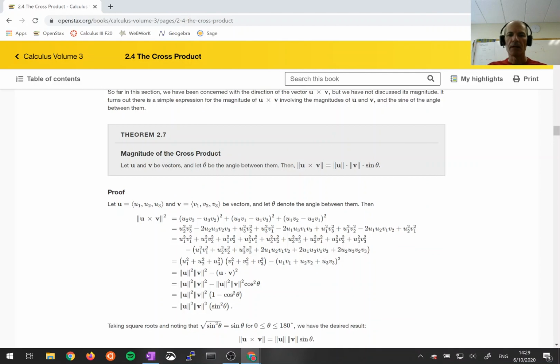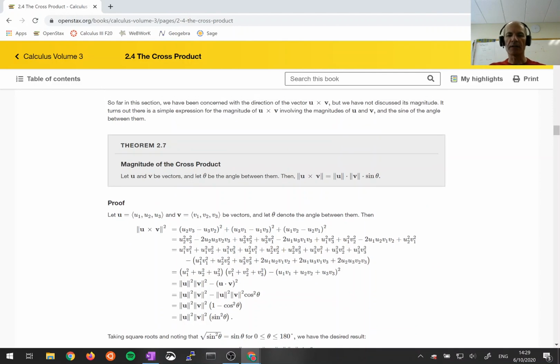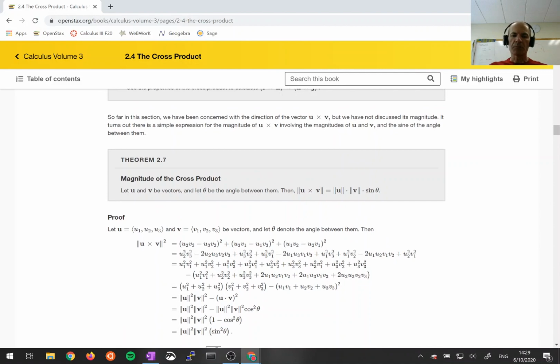Alrighty. The magnitude of the cross product. So theorem 2.7 is one that I want you to memorize. It is the complement to the cosine identity from the dot product.